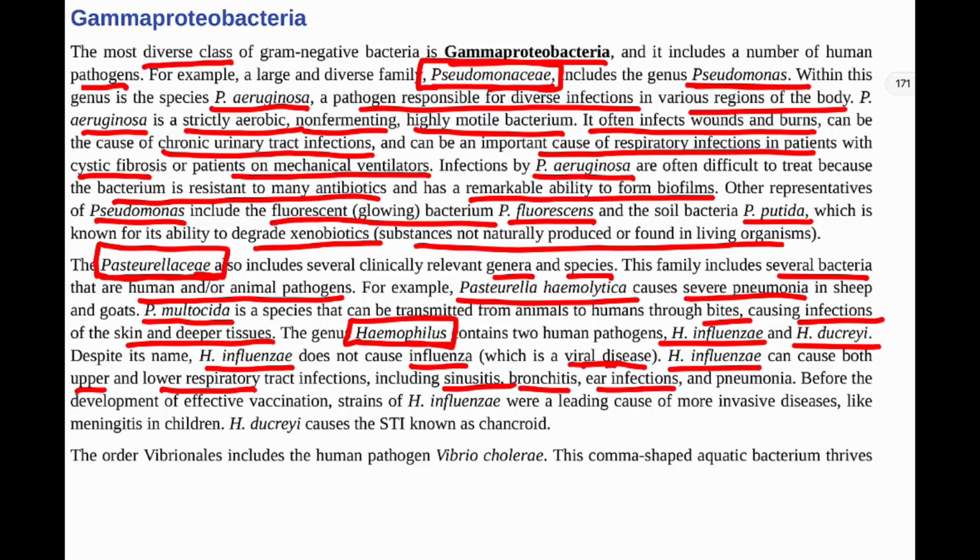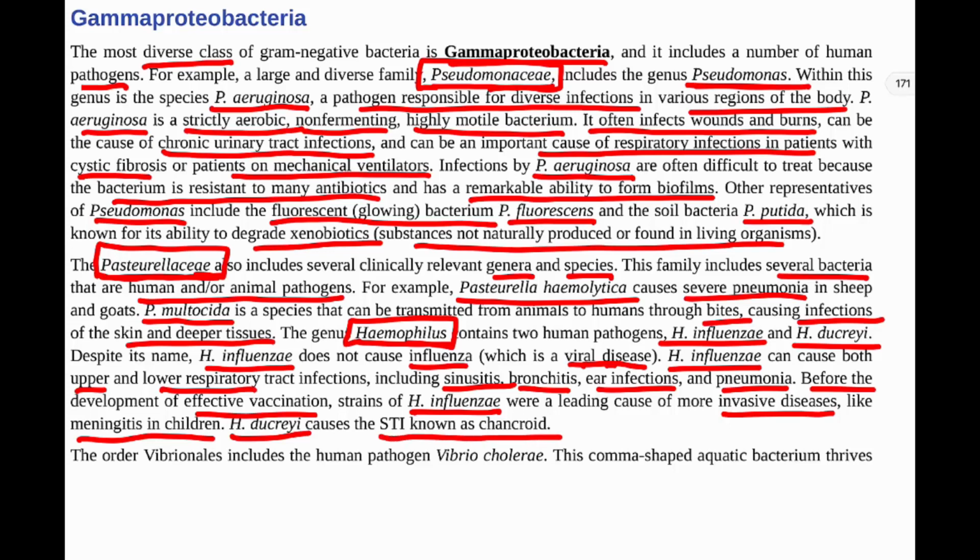So when we're talking about Haemophilus influenzae, the bacterium, a Proteobacteria, gram-negative, we're talking about something that gives respiratory tract infections in the upper and lower respiratory tract. When we talk about the typical wintertime flu, that is a viral disease, and we'll talk about viruses in a couple of chapters. Before the development of an effective vaccination, strains of H. influenzae were a leading cause of more invasive diseases like meningitis in children. So it was a little bit more severe. H. ducreyi causes the STI known as chancroid.